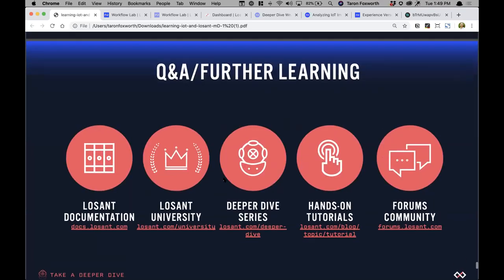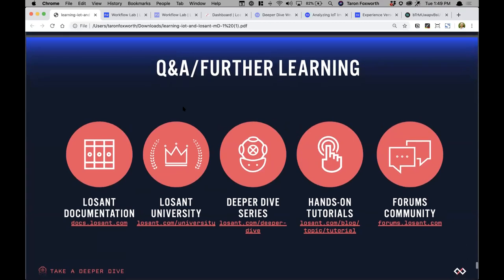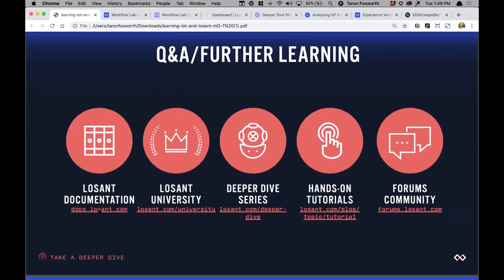Yeah, that's a great question. And that takes me back down to my five-step process. So I would recommend the workflow lab in the documentation, but now that you're going to Losant University, it's time to start digging into those use case specific items and building within Losant.